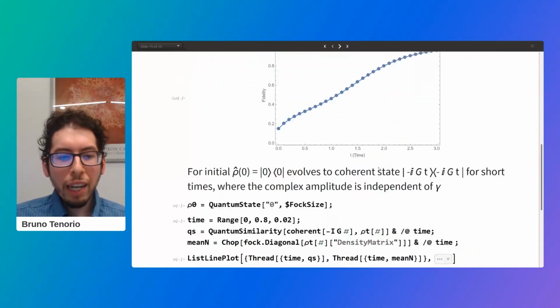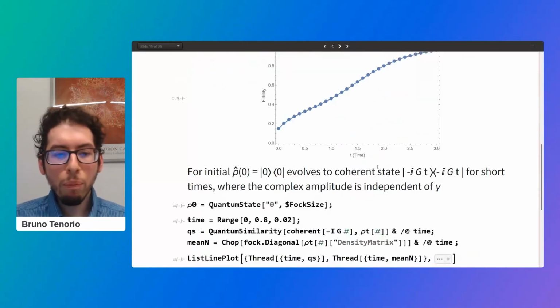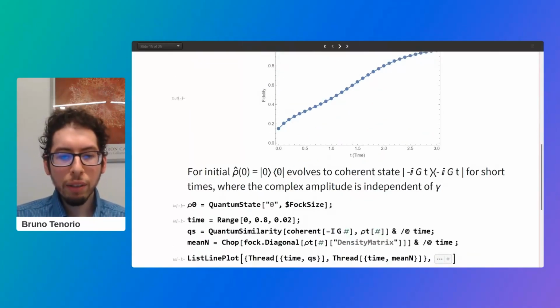If we consider, instead of a random pure state, the ground state, the evolution will be of this form, but only for short times, where the complex amplitude is independent of the damping parameter.